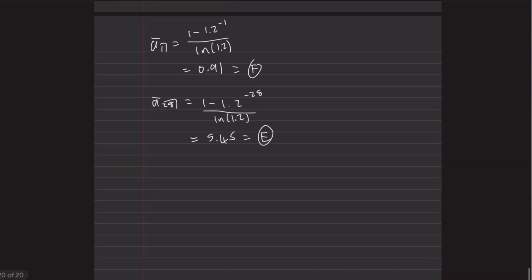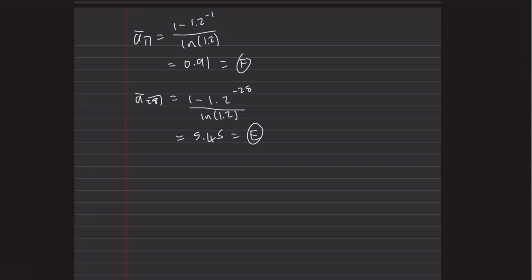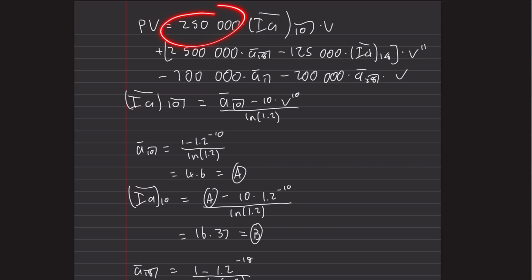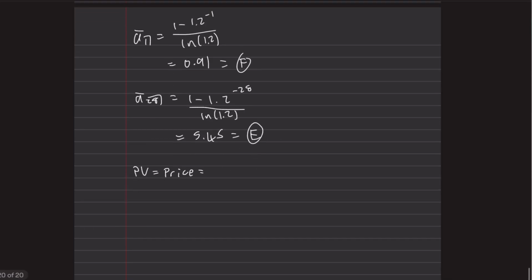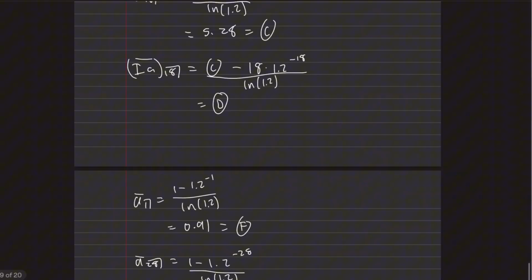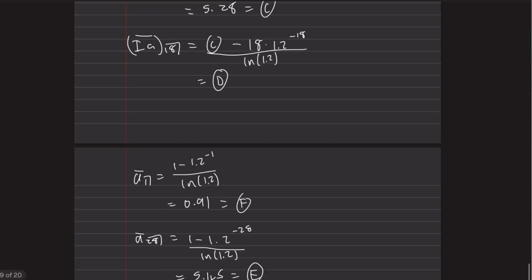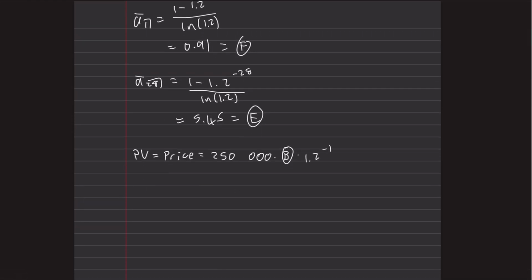And now all we need to do is sub all of these things that we just worked out into our formula. So present value, which is the price, is going to be 250,000 times the increasing annuity for 10 years, which was B, right? So it's going to be 250,000 times B times, but remember we have to discount it further a year because it's only going to present value to time 1, so we still need to do another year. So we need to times that by 1.2 to the negative 1.